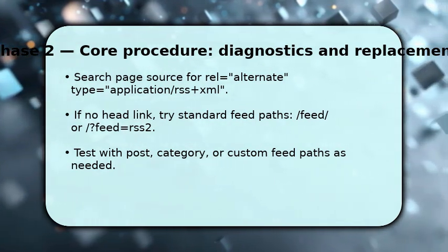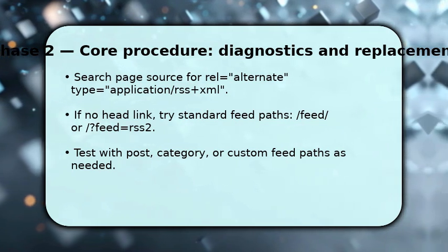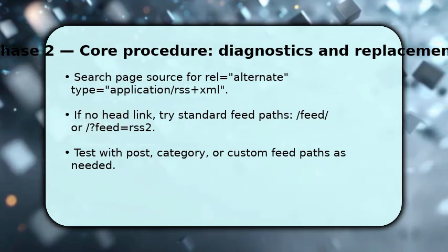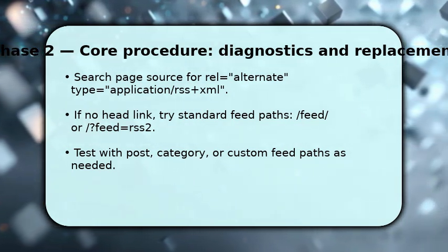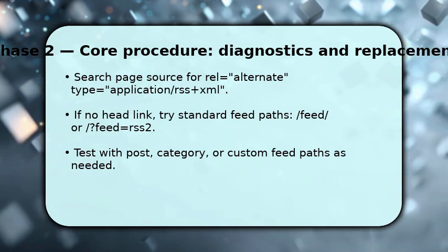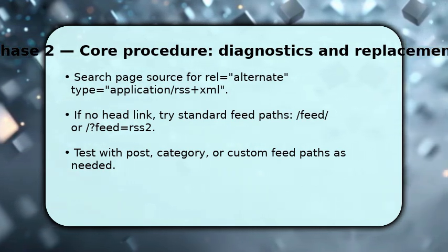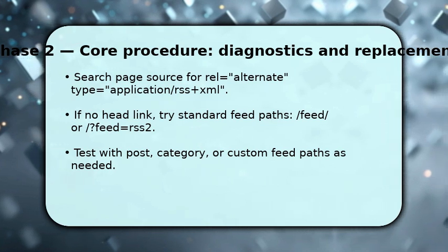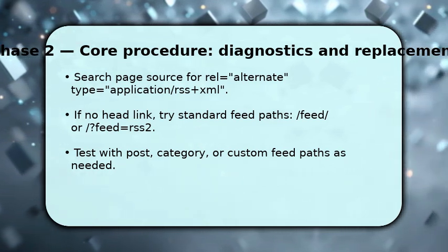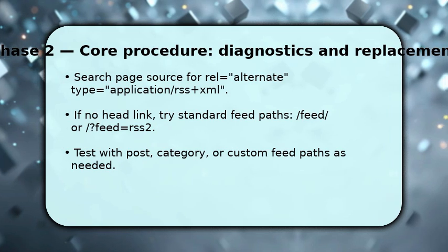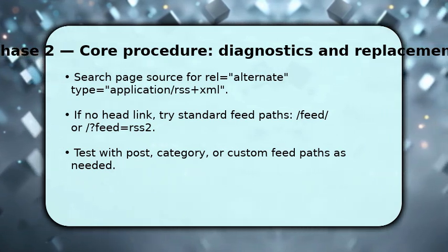If that returns index content, try ?feed=rss2 for compatibility. For specific content, append category slug or post type. Example: example.com/category/slug/feed/ or example.com/post-slug/feed/. Make sure to test each result. You're nearly done.